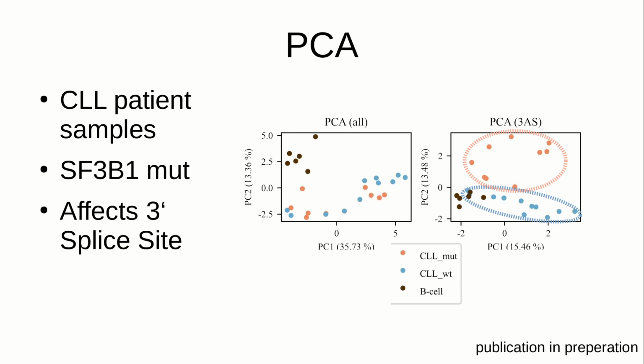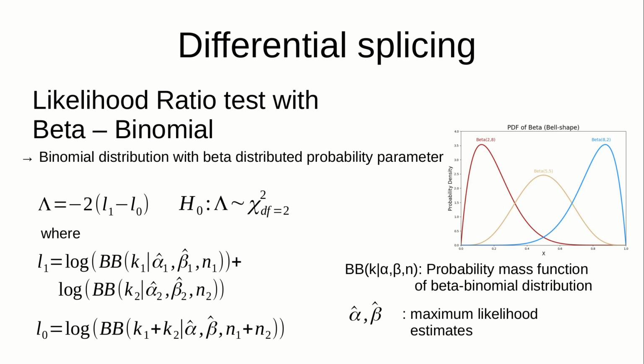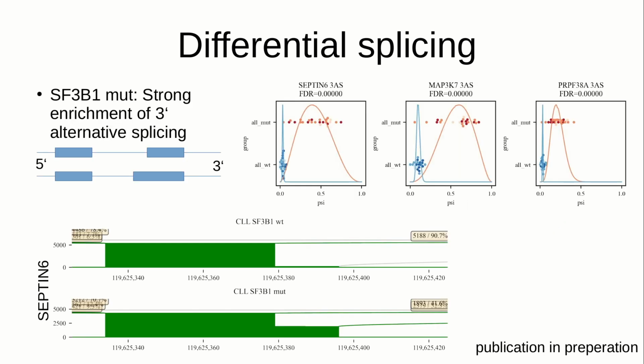Of course, the next question is what specific events are different between the groups of samples. To address this, I implemented a statistical test based on likelihood ratio tests with a beta binomial model. Like the negative binomial model used in RNA sequencing, this model can handle the variability within a group of samples. Applied to the leukemia samples, we find, as expected, a strong enrichment of 3' alternative splicing, with several examples known from literature, such as Septin8 and MAP3K7.